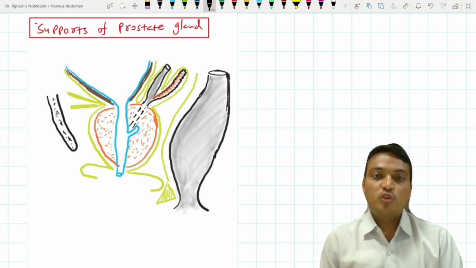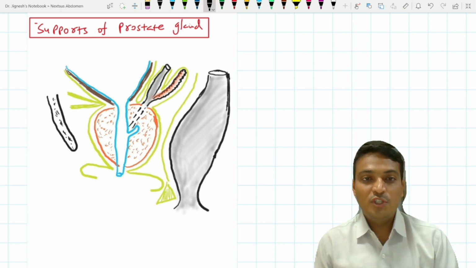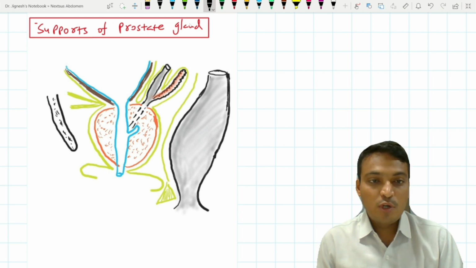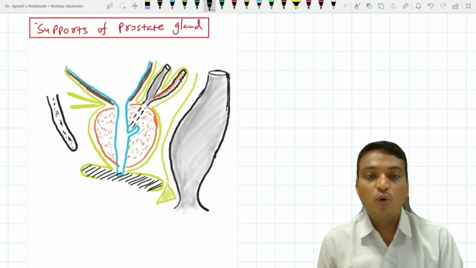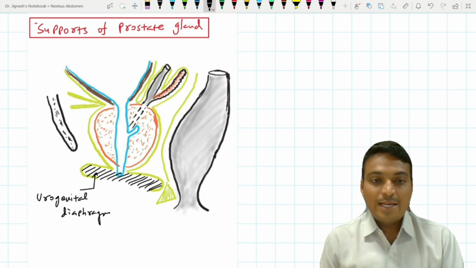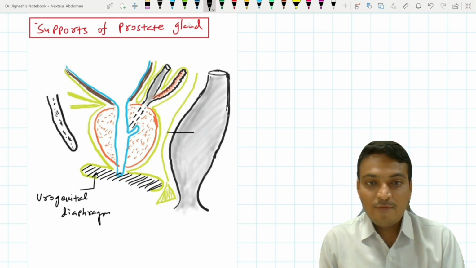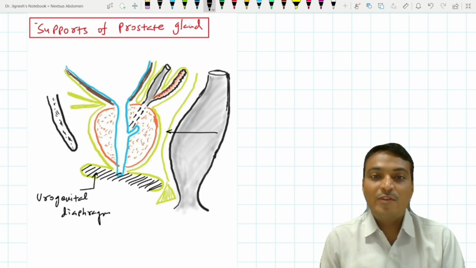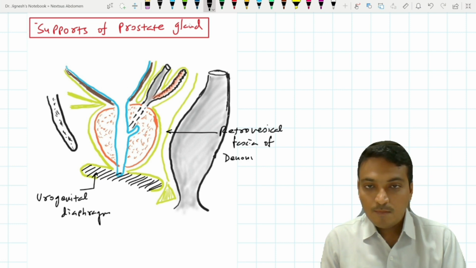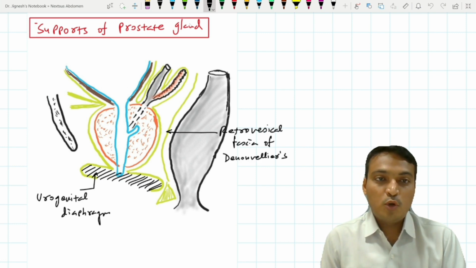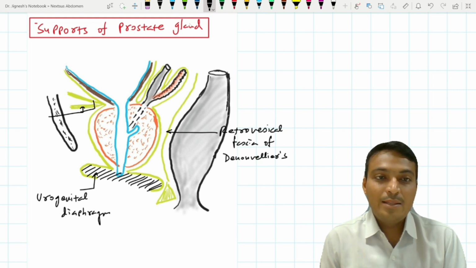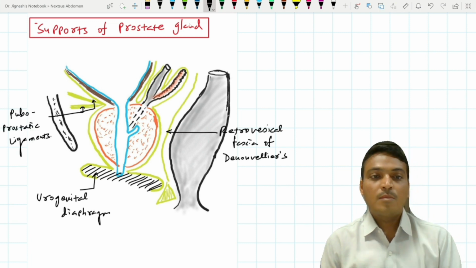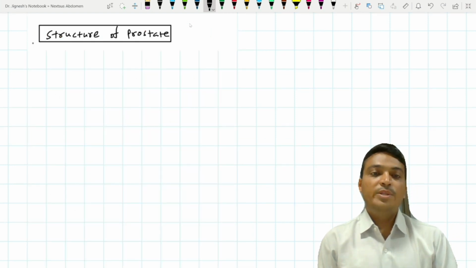When we see the supports of the prostate gland, there are three important supports which we have to mention here. The first and important support to the prostate gland is this urogenital diaphragm, which is situated just below the prostate. The second support to the prostate is this fascia, the retrovesical fascia of Denonvilliers. And the third type of support to the prostate is these ligaments, the medial and the lateral puboprostatic ligaments. Now let's see the structure of the prostate.